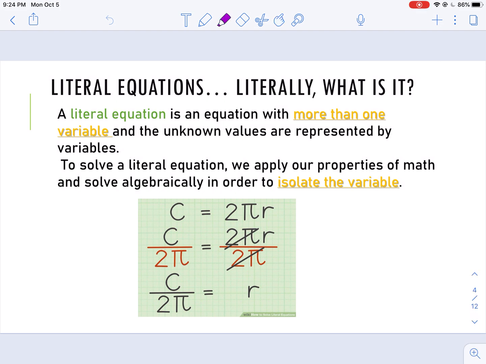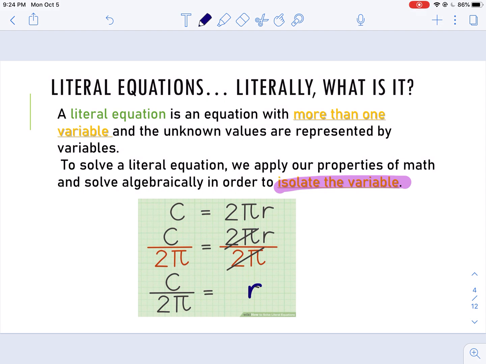In order to solve a literal equation, we must apply our properties in math and solve algebraically in order to isolate the variable. All right, so that's today's goal, is to still isolate a variable, but it's going to be a given variable. So as you see here in this example on the bottom, we have the formula for circumference, which equals 2 pi r, and in this case, they're asking us to isolate the variable r. All right, and what we do to solve for r is to apply the properties of math and use inverse operations on each side of the equation.